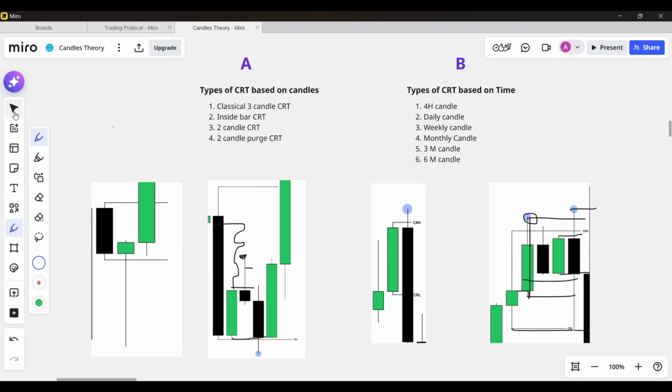That was the main thing in the two candle purge CRT. Now you have got a main idea about the types of CRT, what types of CRT were included, and what the types of CRTs are based on time and candles. Now after watching this series, go to your chart and shift the different time windows and see the CRT in daily, 4 hour, weekly, monthly, what the CRT is playing and how this candle is played.